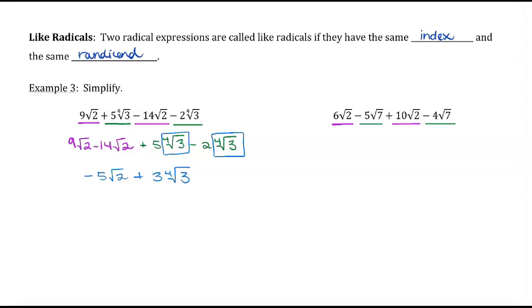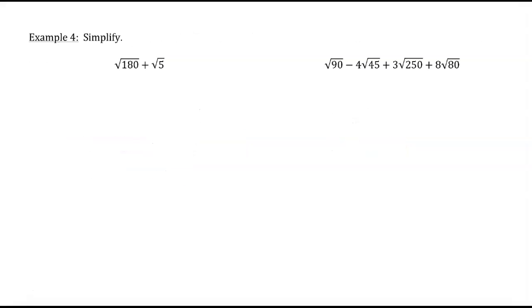Combining 6 root 2 and 10 root 2, we have a total of 16 root 2. And combining negative 5 root 7 and negative 4 root 7, we have a total of negative 9 root 7. Let's take a look at one more example. First, in example 4, we have the square root of 180 plus the square root of 5. At first glance, it may not seem that we can combine anything or that we have any like radicals. What we need to do first is simplify each of the radical expressions and then look for like radicals.